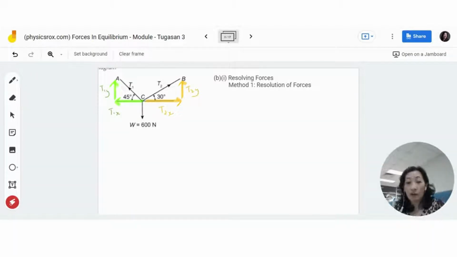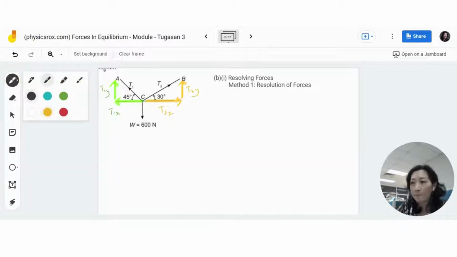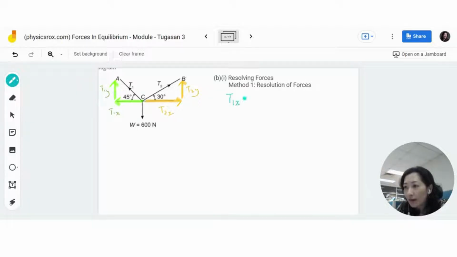Okay, but we can use logic in this case to work out which one is equal to which one. So you can see over here, in terms of the horizontal components, there are only two. And if they're in equilibrium, that means these two must be equal to each other. So although the values of T1 and T2 are not the same and the angles are not the same, however, due to the presence of only two forces, we therefore can conclude T1x is equal to T2x. So I'm going to write that down. T1x equals T2x.